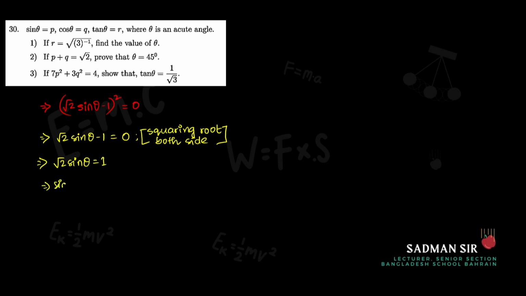And sine theta will be equal to... root 2 is multiplied with sine theta, so if I change the side, it will be divided, 1 by root 2. From the value of trigonometric ratios, we know that 1 by root 2 is sine 45 degree. So theta is equal to 45 degree. This is what we have been asked to show. So we will write left hand side equal to right hand side. And as they told us to prove, so we will write proved.